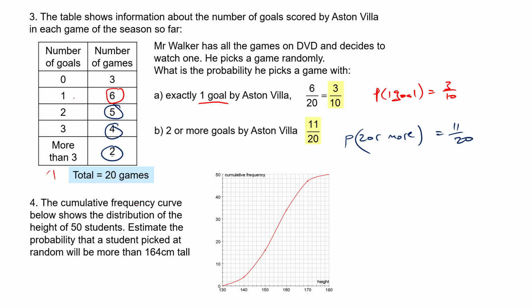And finally, a cumulative frequency curve shows the distribution of height of 50 students. Estimate the probability that a student picked at random will be more than 164. So what we do is we look at our cumulative frequency graph here and we look for 164, and then we sketch a line up to the curve, take it back, so it's 40. That means that's at 164. More than will be from 40 to 50, so it'll be 10 out of 50. Okay, which is 1 out of 5. So we can say probability of greater than 164 is equal to 1 out of 5.